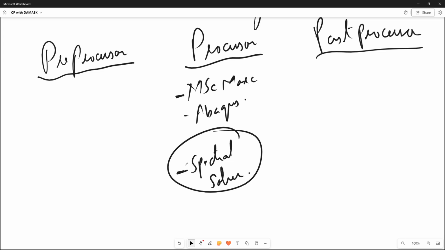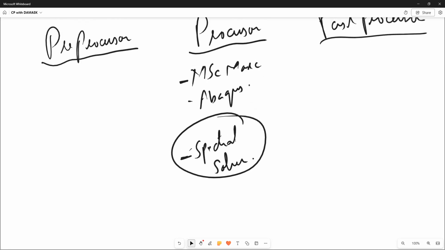Okay, to do processing using the spectral solver, we primarily require three things to be defined. Now we are coming to the preprocessor part, right? So it depends on the solver: the preprocessor will change, and also the postprocessor will change. That is why I started from here.